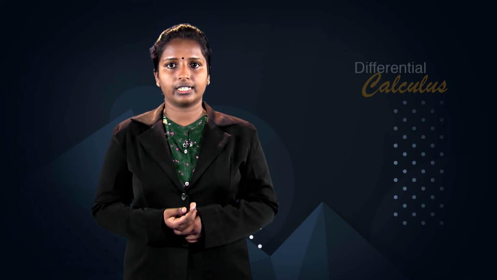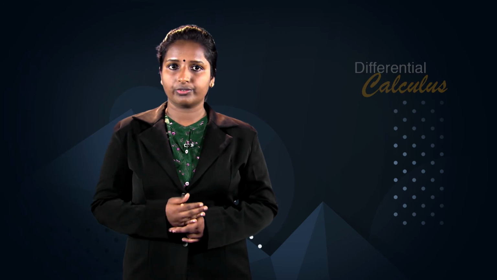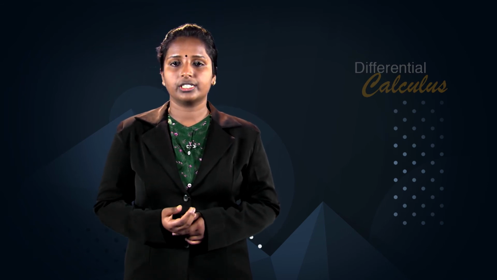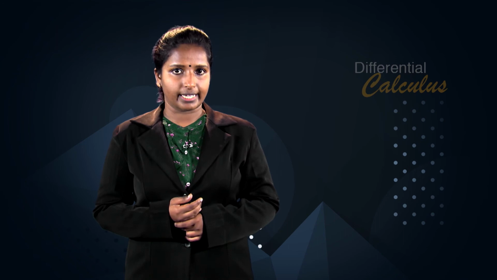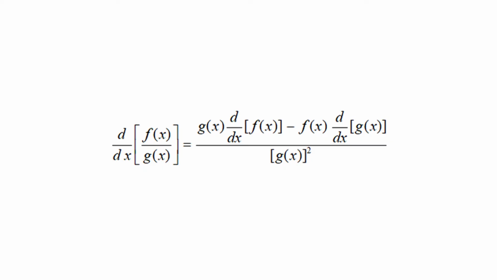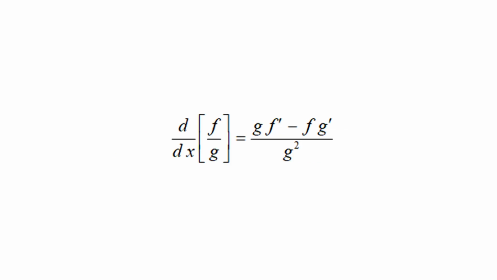If f and g are differentiable at x and g(x) is not equal to 0, then the quotient f/g is differentiable at x and d/dx of f(x)/g(x) is equal to [g(x) d/dx f(x) minus f(x) d/dx g(x)] upon [g(x)]². Simply writing, d/dx of f/g equals (g f' minus f g') upon g². Now, we prove the quotient rule.